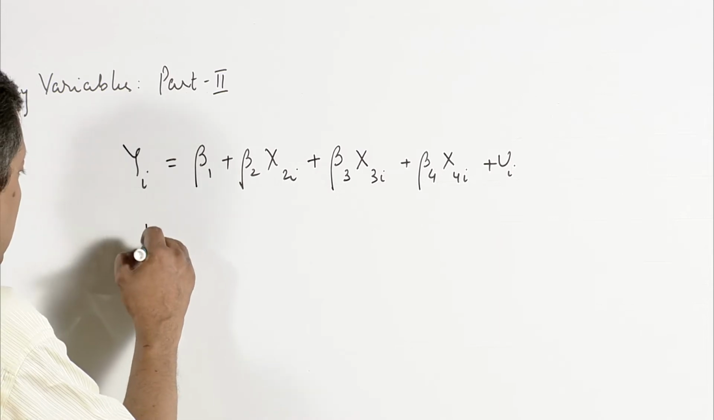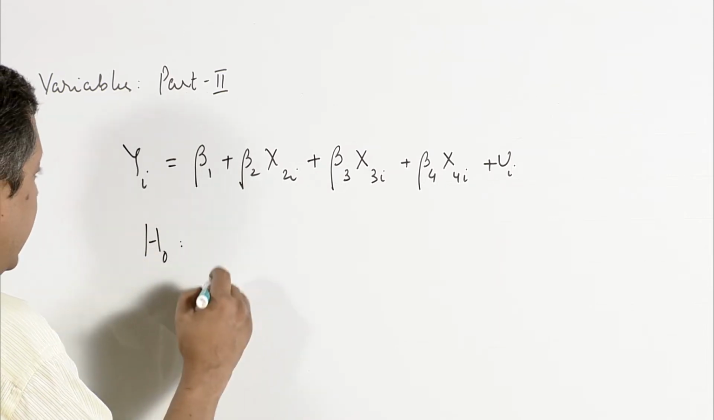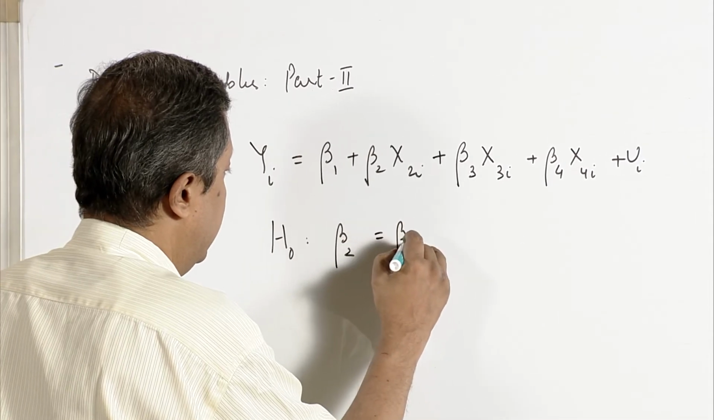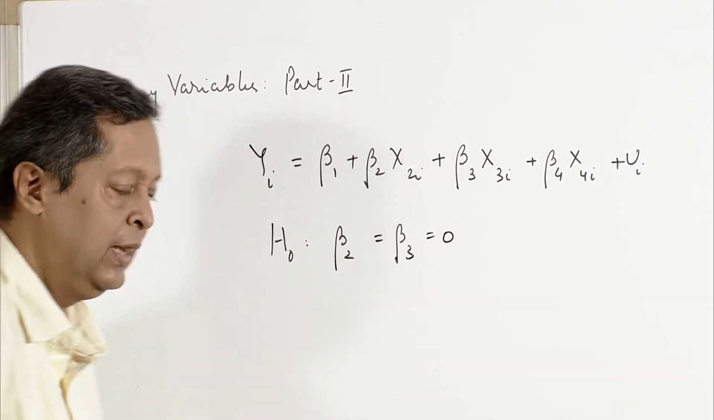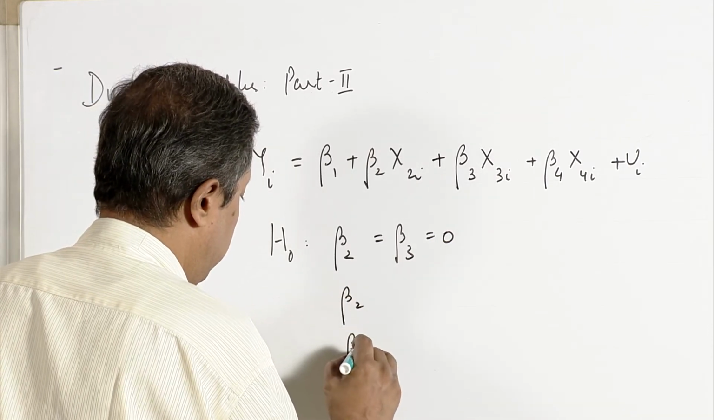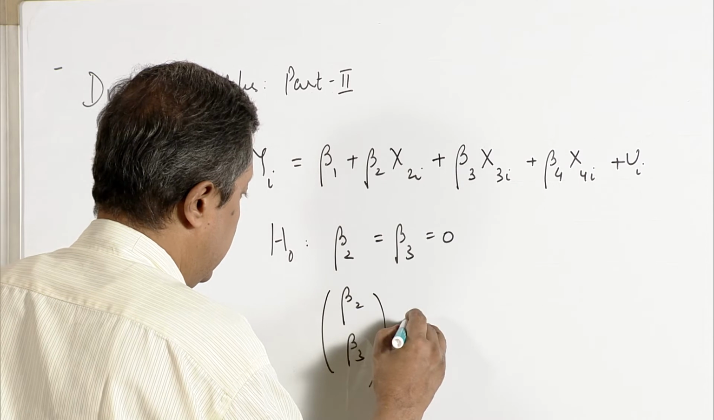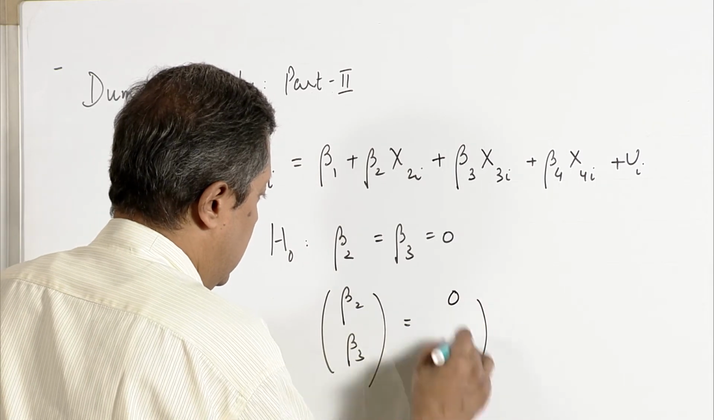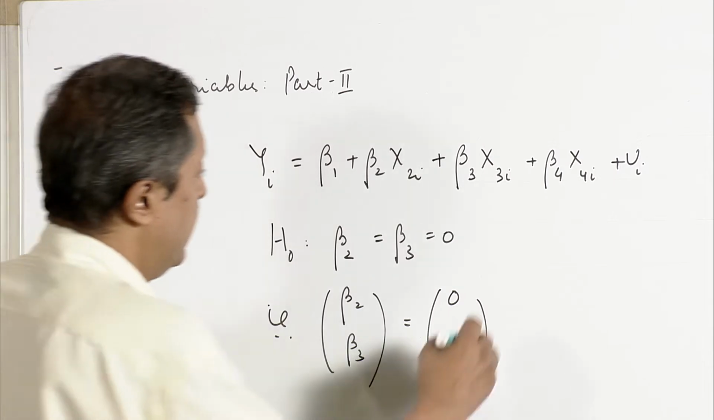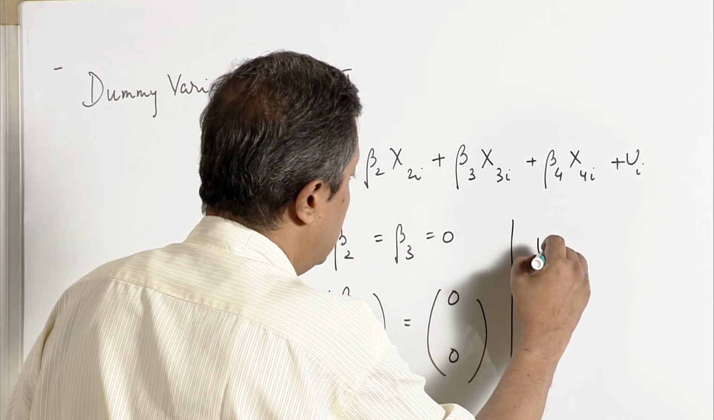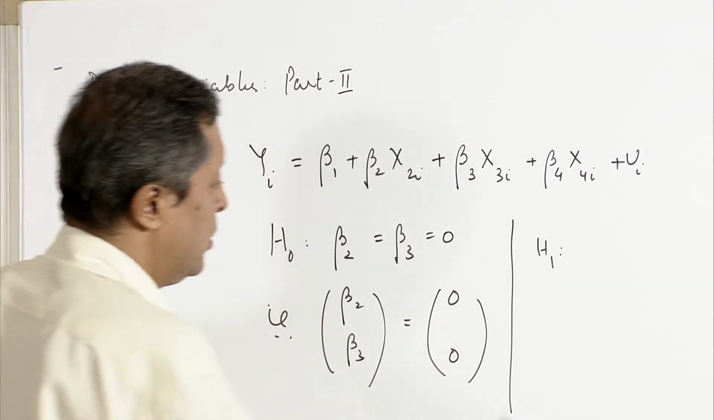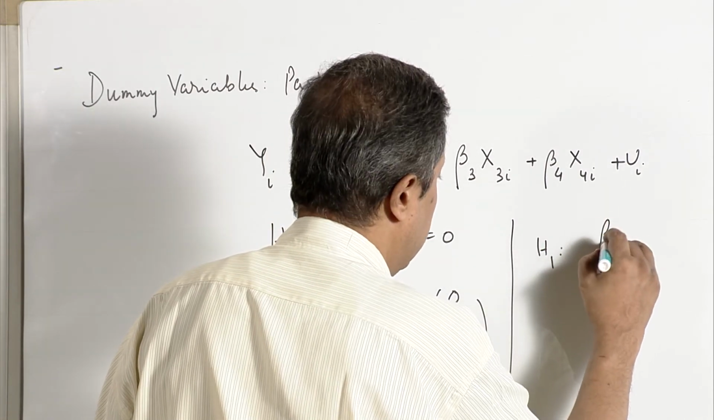And remember, we had used tests like this: H naught, say beta 2 equal to beta 3 equal to 0, or we can write this as the vector beta 2, beta 3 equal to 0, 0. So, that is your null hypothesis, and the alternative hypothesis would be H 1: not both beta 2 and beta 3 equal to 0. That is the beauty of using vectors.